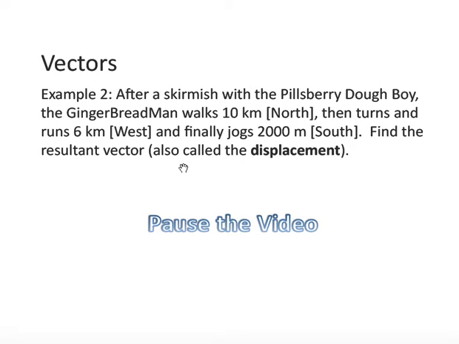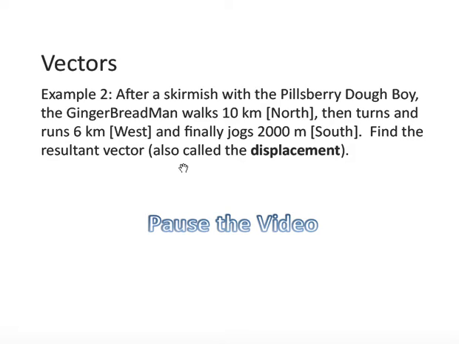Next example, example 2. After a skirmish with the Pillsbury Doughboy, the gingerbread man walks 10 kilometers north, then turns and runs 6 kilometers west, and finally jogs 2,000 meters south. Find the resultant vector, also called the displacement. This question is a bit more challenging.